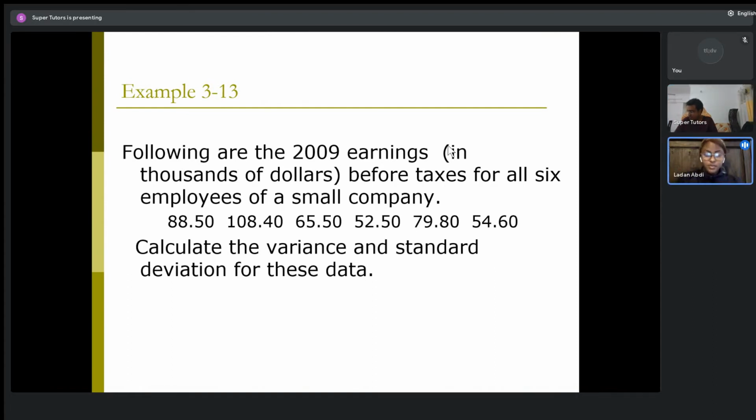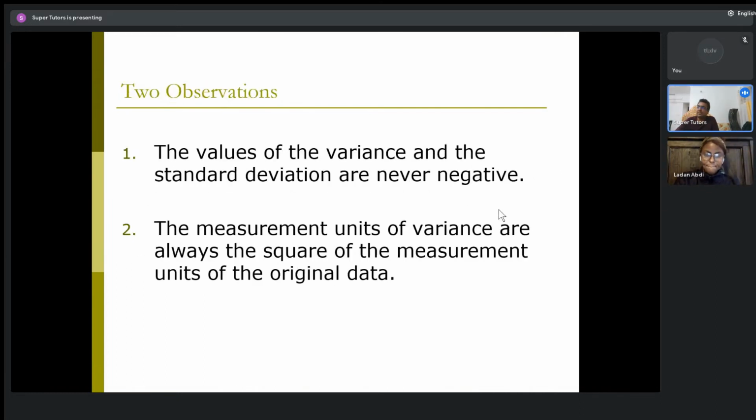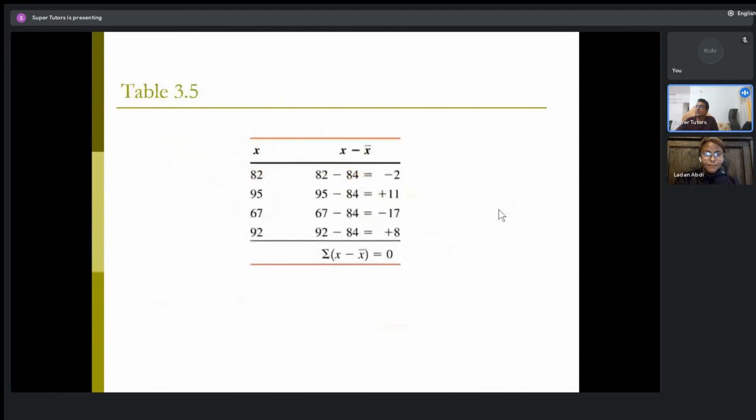So this one is sample. What does it say? Oh, all six. Oh, okay. I missed the 'all.' I just read the six. You're right. All six means population. Population, right? So you've jotted down these numbers? Perfect. So which formula are we going to use from here?